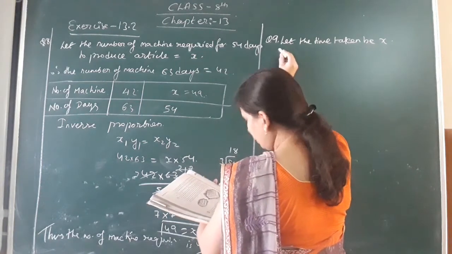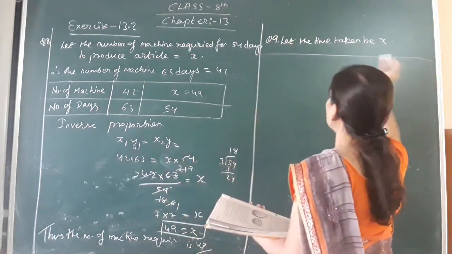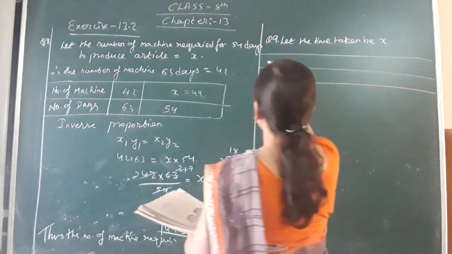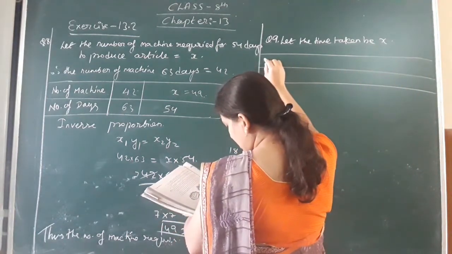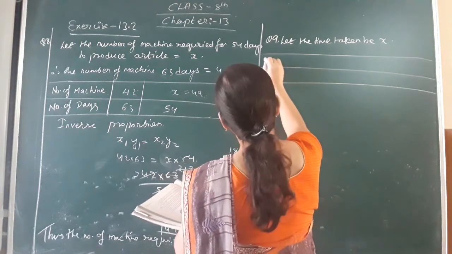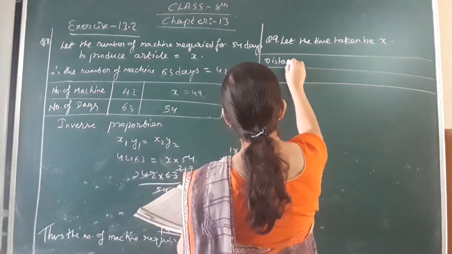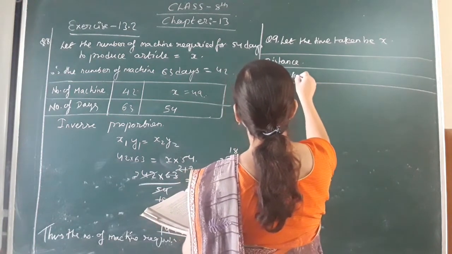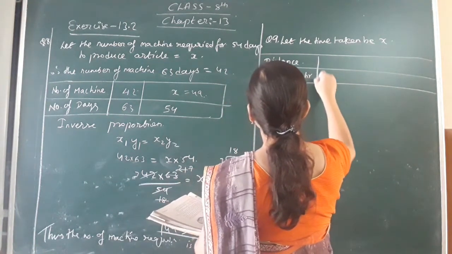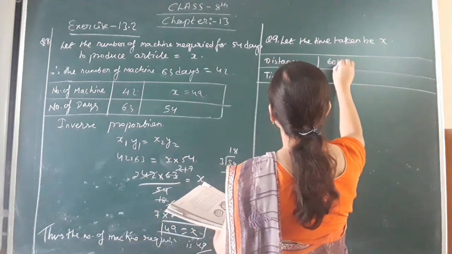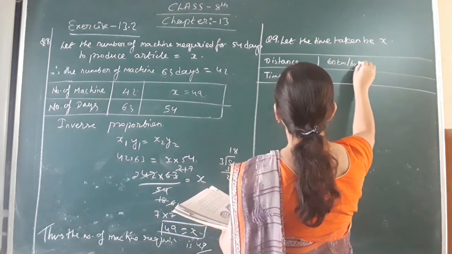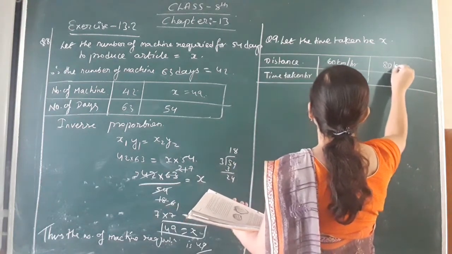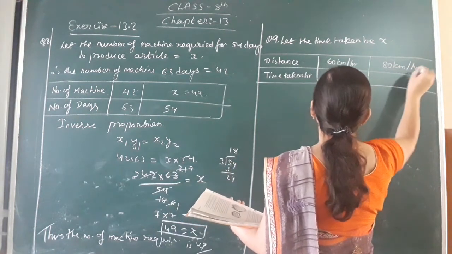As we know, we are going to make a table for the inverse proportion. So here we can write distance and here time taken in hours. Distance 60 kilometers per hour, how much time? 2 hours. Then if it is 80 kilometers per hour, it will be x.